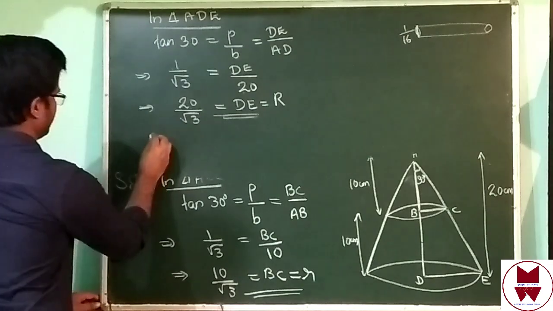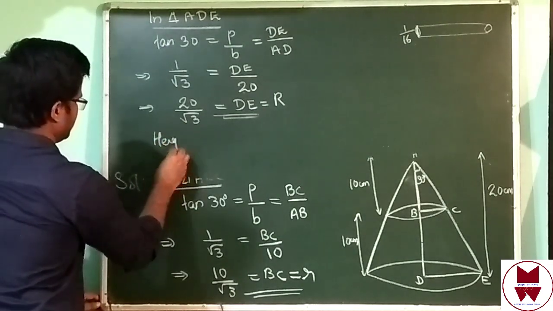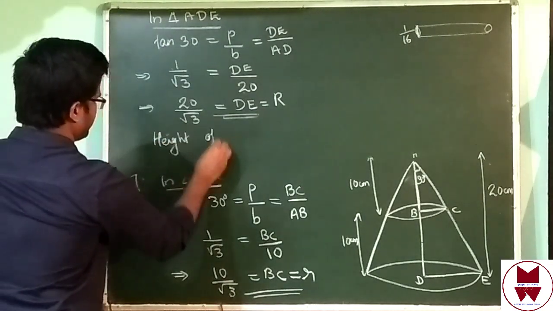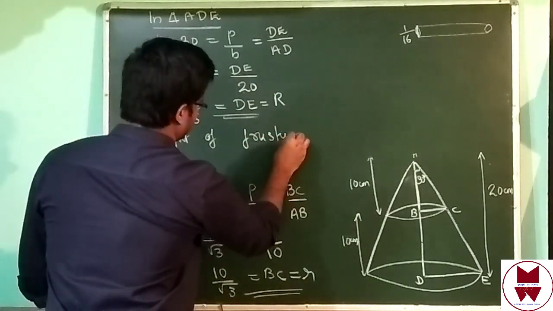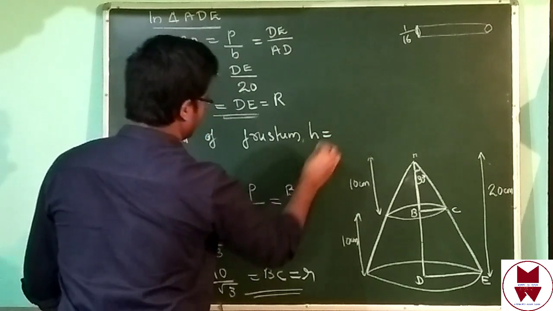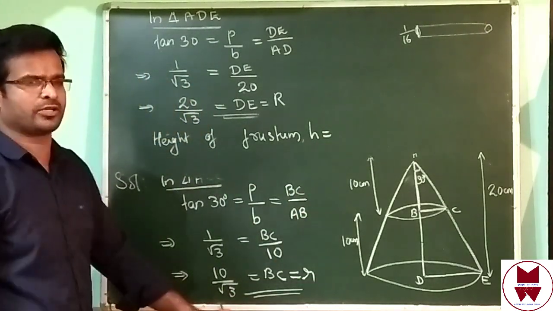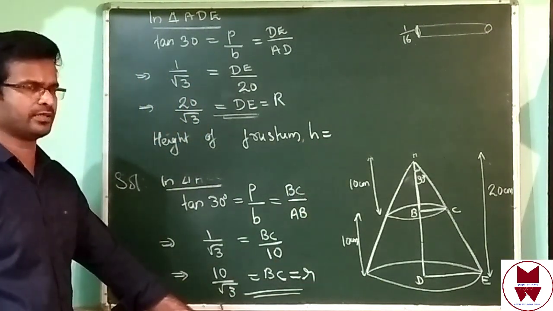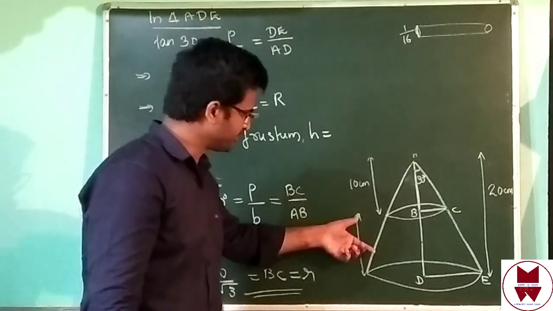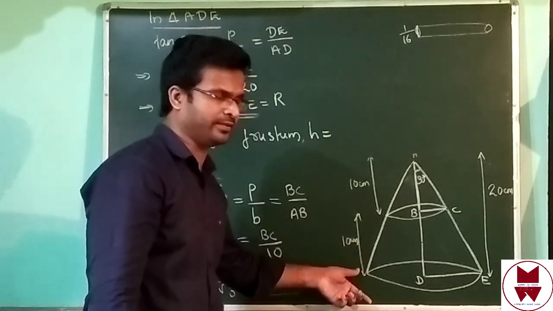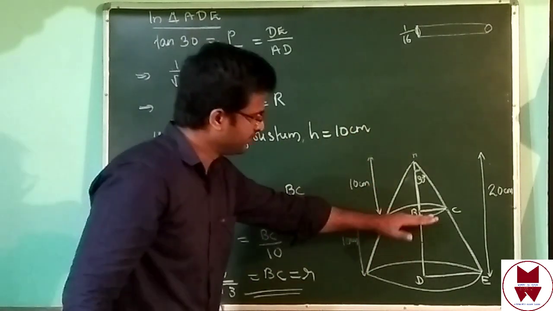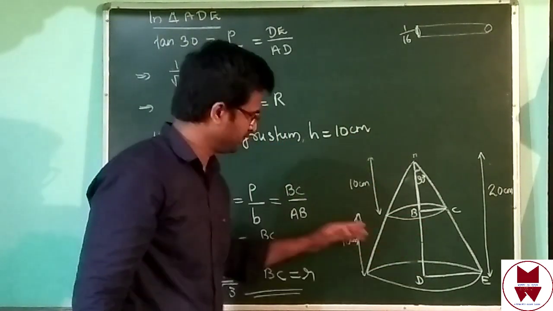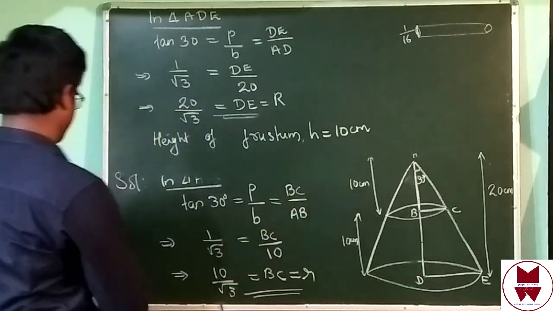Before that, we can write height of frustum, small letter h. What is the height of frustum? From the figure you can understand the height of frustum. Look, the downside part, that is 10 centimeter, isn't it? Then the height of frustum will be 10 centimeter. Keep in mind, this downside part is only the frustum. That height is 10 centimeter.